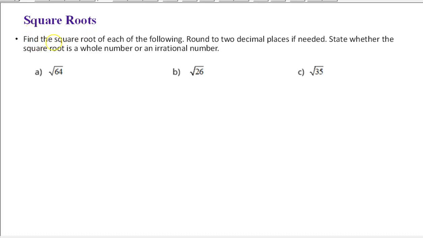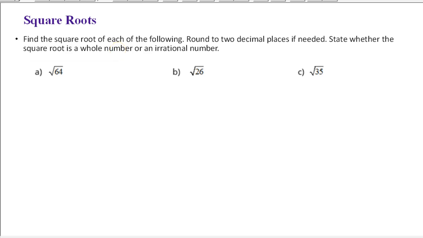Square roots. Find the square root of each of the following. Round to 2 decimal places if needed, and state whether the square root is a whole number or an irrational number.